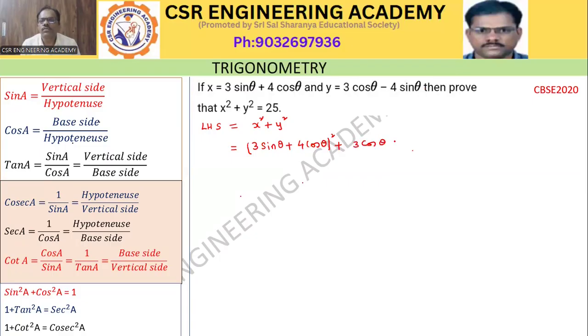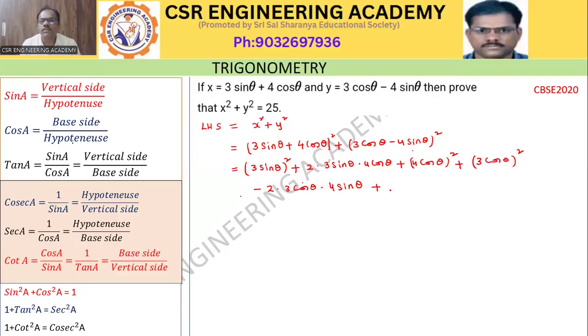Whole square. Using the (a plus b) whole square formula, that is a square plus 2ab plus b square, where a is 3 sin theta and b is 4 cos theta: (3 sin theta) whole square plus 2 into 3 sin theta into 4 cos theta plus (4 cos theta) whole square, plus (3 cos theta minus 4 sin theta) whole square, that is the (a minus b) whole square formula, a square minus 2ab plus b square: (3 cos theta) whole square minus 2 into 3 cos theta into 4 sin theta plus (4 sin theta) whole square.